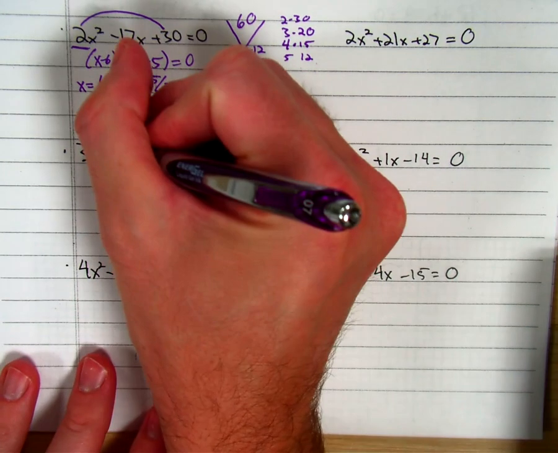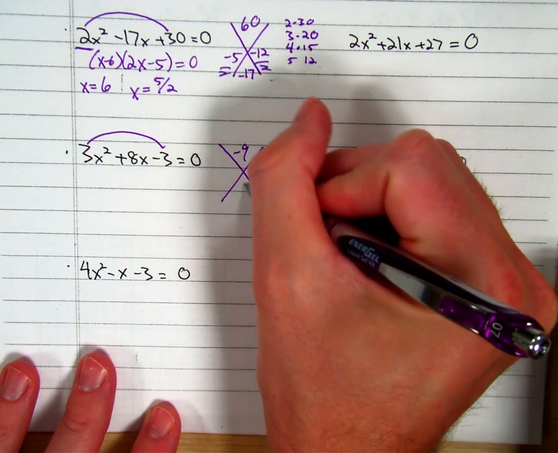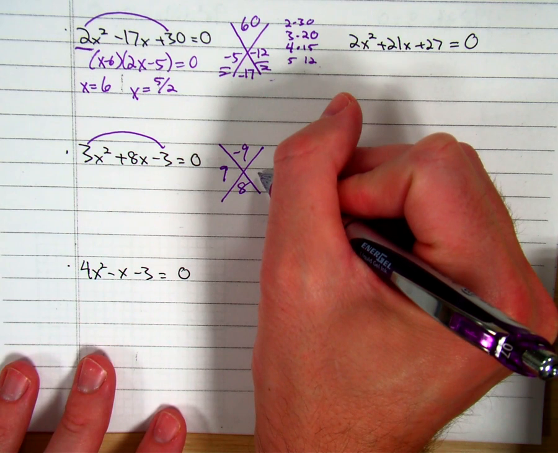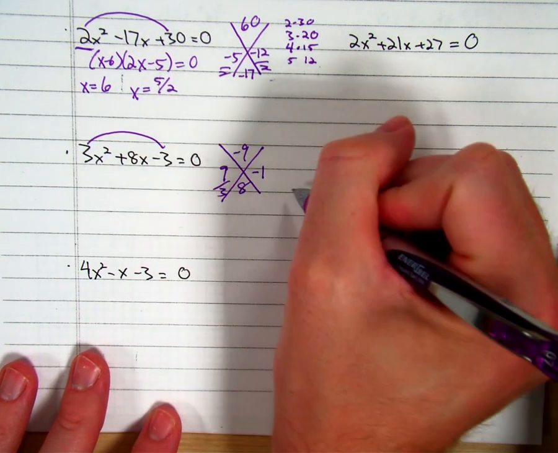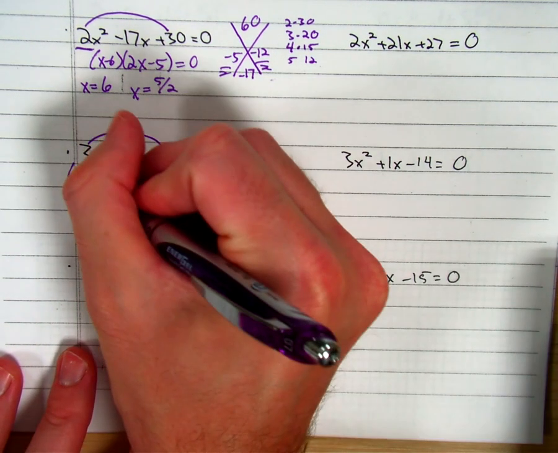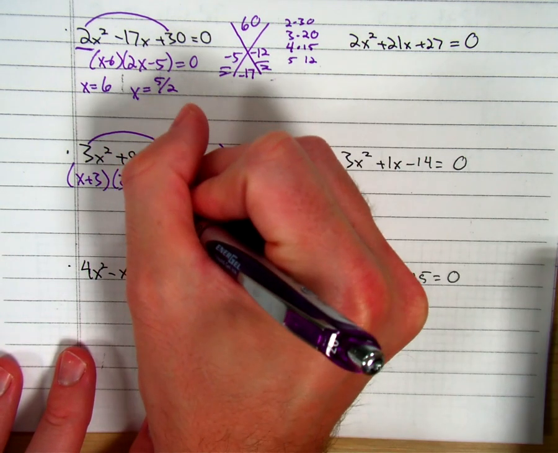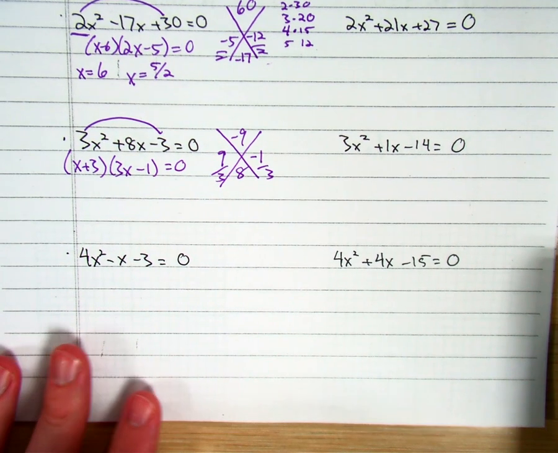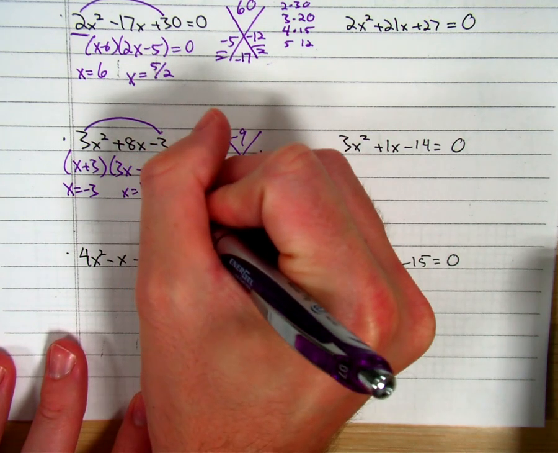Next, multiplying to negative 9 and adding to 8. Positive 9, negative 1. Now we have to come back and divide by 3. So that's going to work out nice. We'll have an x plus 3. This one does not work out nice: 3x minus 1. Okay, so this is x equals negative 3, and this is x equals 1/3.